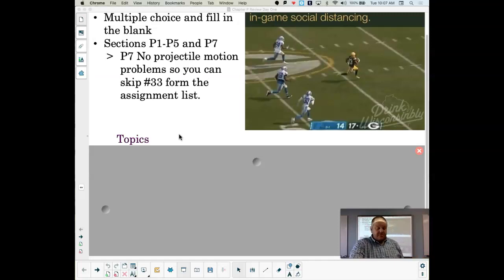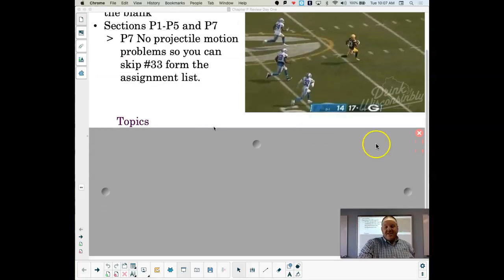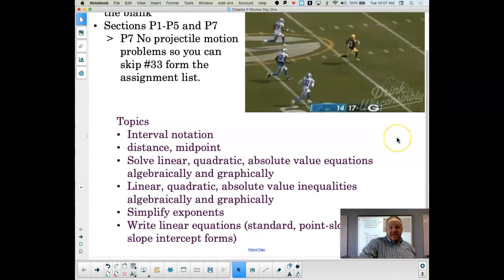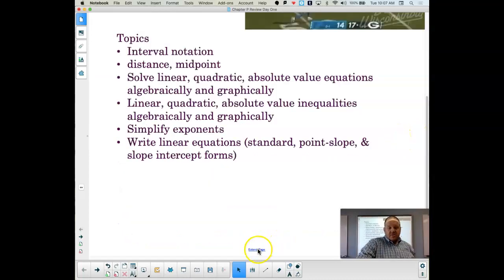So there's that. So the topics that are going to be included on said test are going to be interval notation, okay? Switching to and from a number line to interval notation, from inequalities to interval notation, etc. Distance and midpoint. There will be distance and midpoint questions on the test.